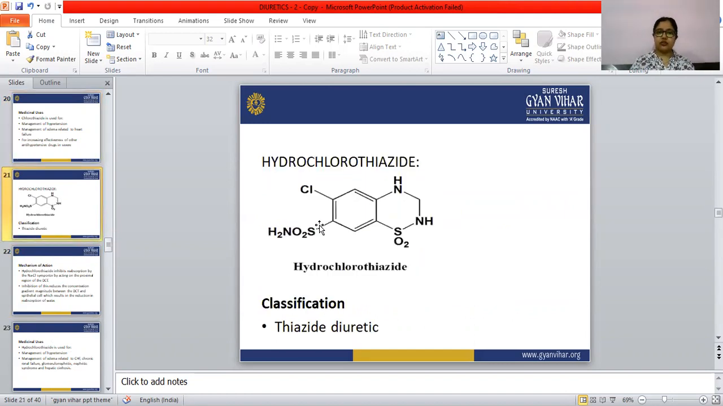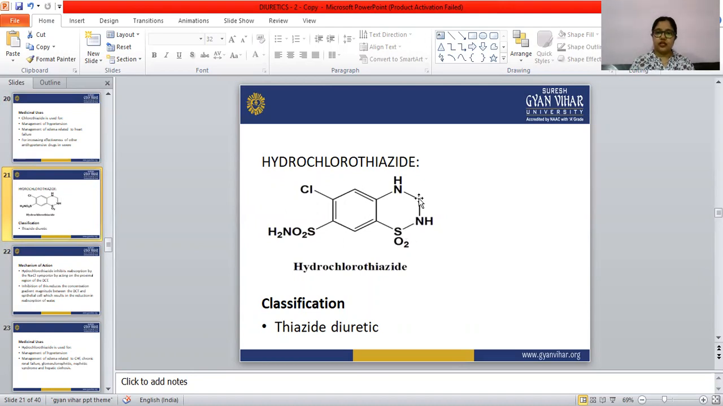Let's see hydrochlorothiazide. Both have the same structure, but the difference is that in chlorothiazide there is a double bond between the third and fourth position, but in hydrochlorothiazide there is no double bond between the third and the fourth position. So this is the main difference, and you have to remember this.